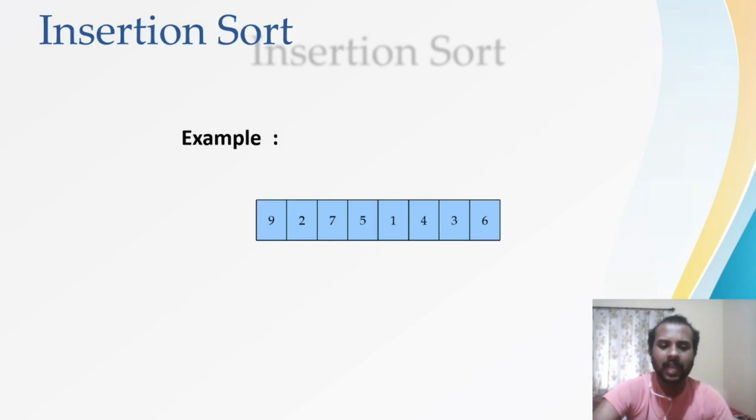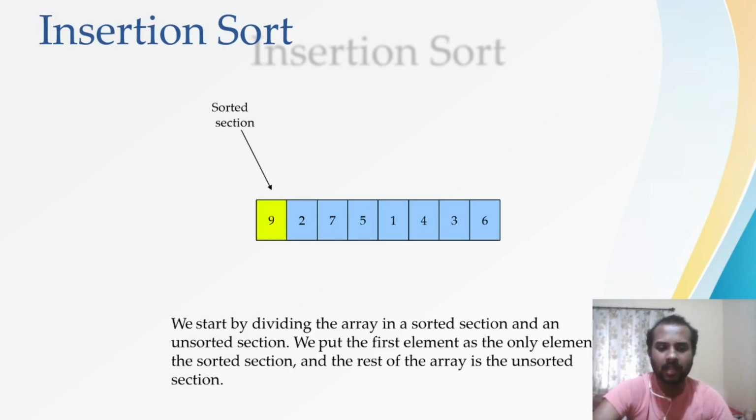When I move 9 to the sorted list, I assume that 9 is sorted because only one element is present in the sorted part, right? When you have only one element, that is sorted. So I am moving 9 to the sorted section, assuming that it is the first element and it is already sorted because I have only one element. Next, what do I have to do?